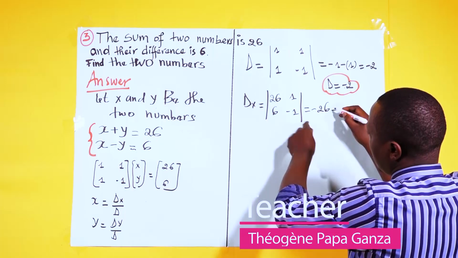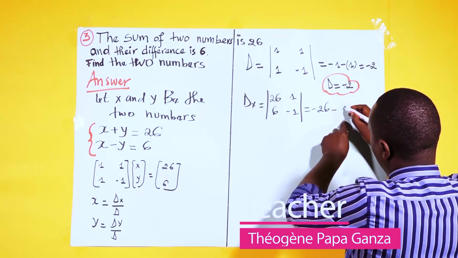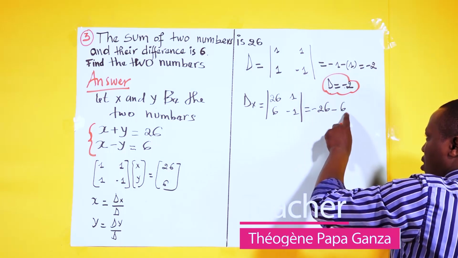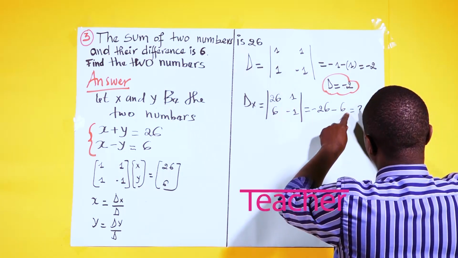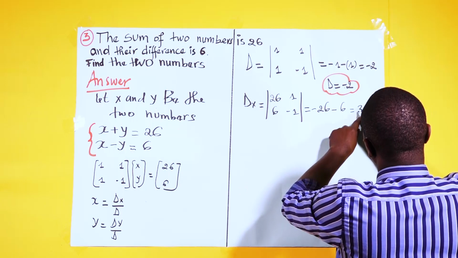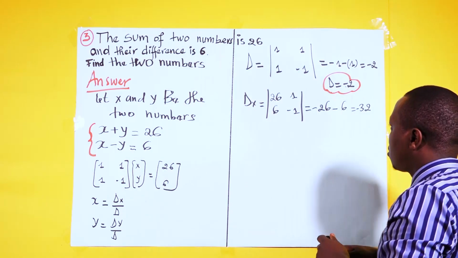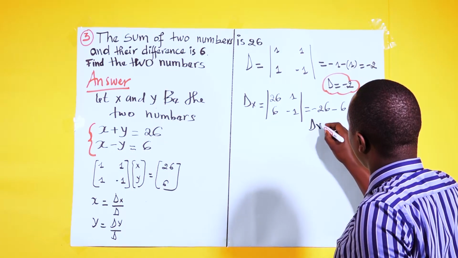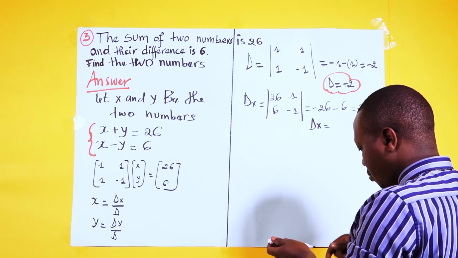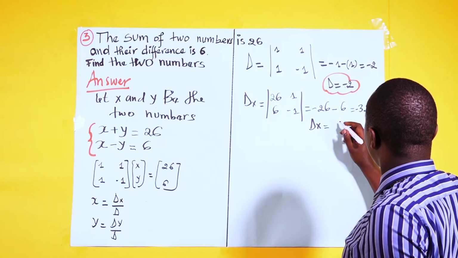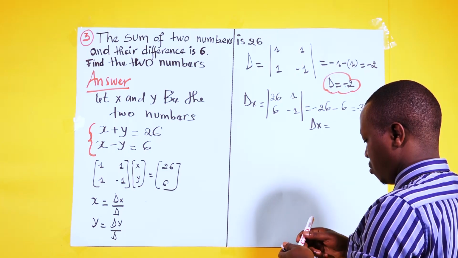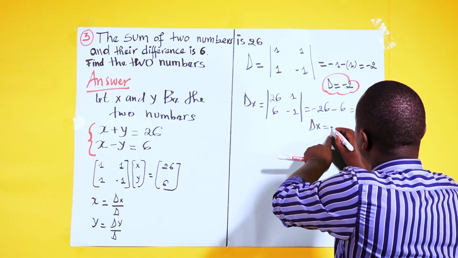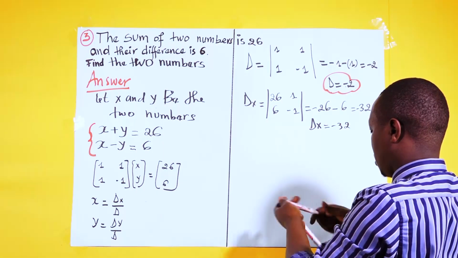In the formula there's negative 6 times 1, it is also 6, right? Negative 26, negative 6, this gives us 32, but there's a negative. This means determinant for x equals to what? Determinant for x equals to negative 32, right?